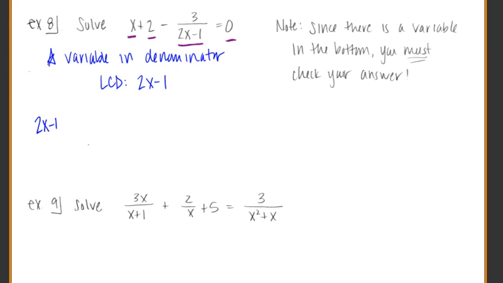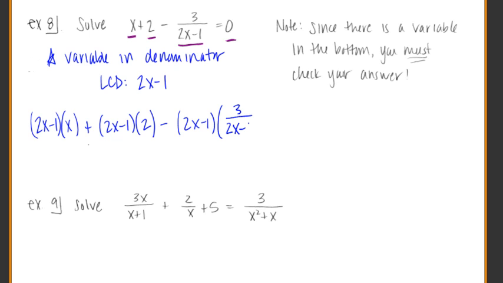So I have 2x minus 1 times the first term, which is x, plus 2x minus 1 times the second term, 2, minus 2x minus 1 times the fraction, and then 2x minus 1 times 0. So I just went through and multiplied my LCD, my denominator, in this case, by every single thing up there. All right, well, let's go multiply all this out.